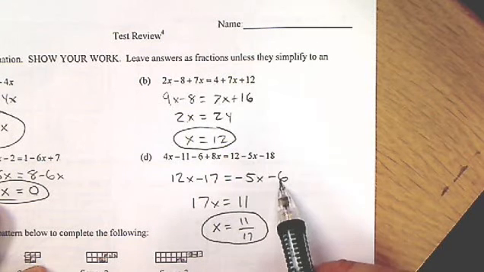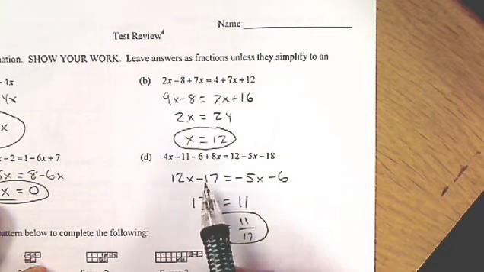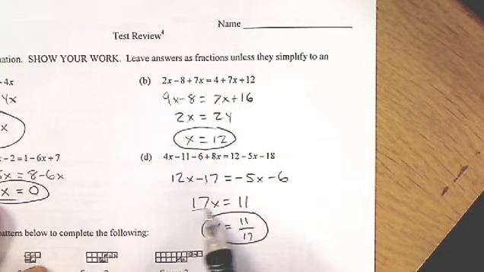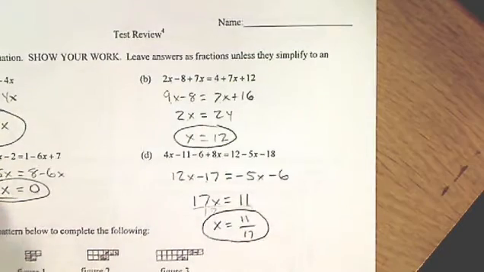Combine like terms. Add 5x to both sides. So you get 17. Subtract 17 from both sides. So you get 11. Divide by 17. You get 11 over 17.